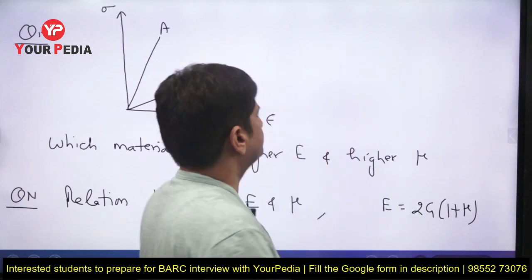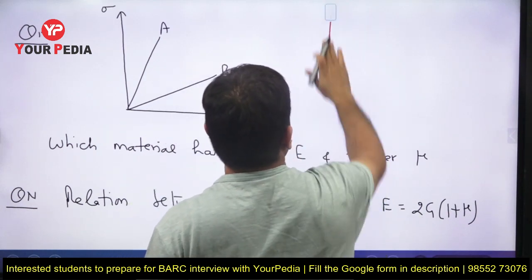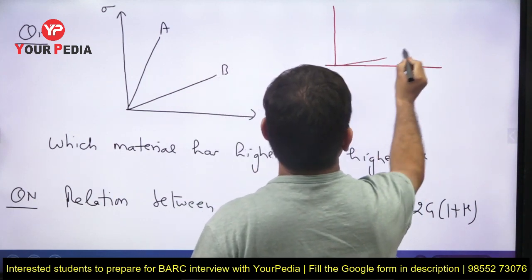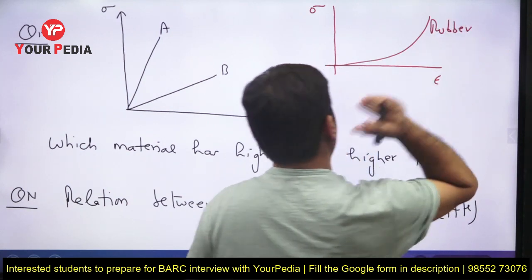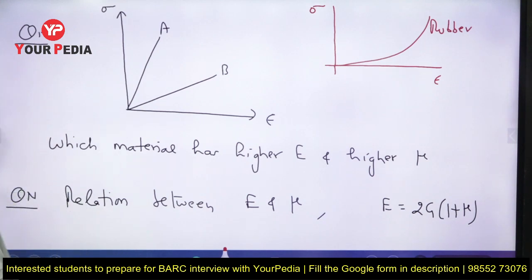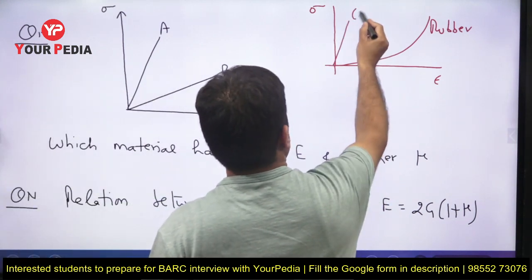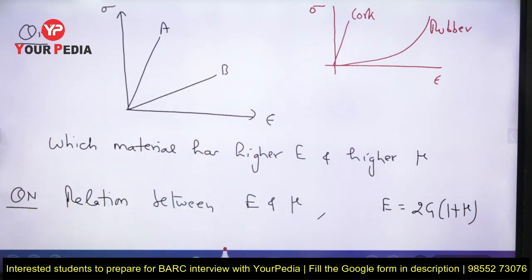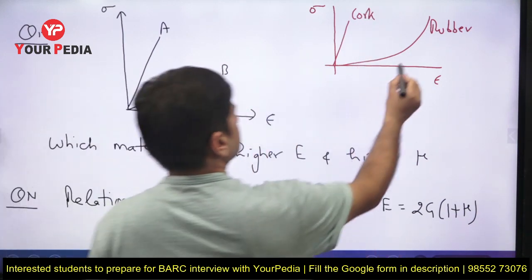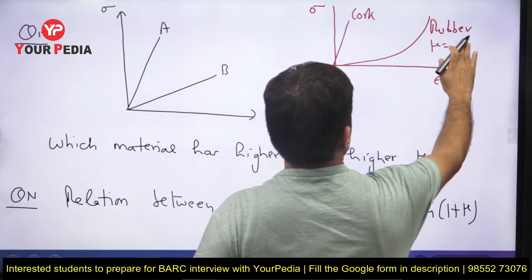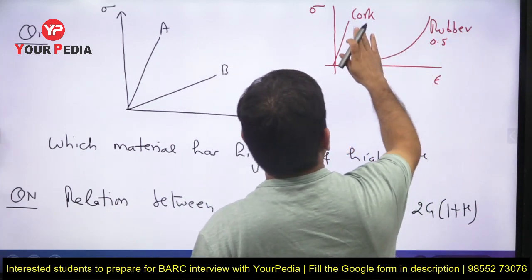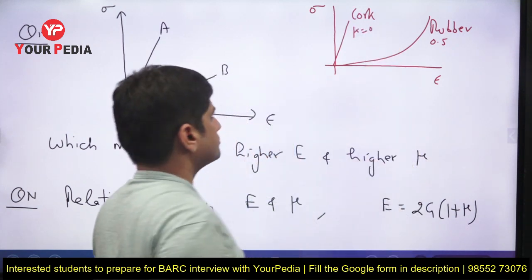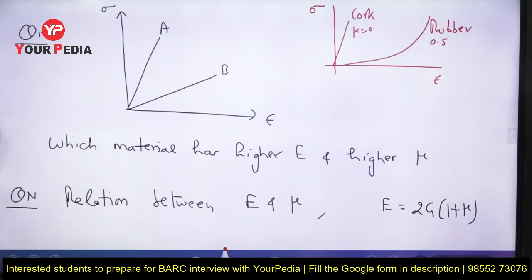Now let me give you an example. The value of Poisson's ratio is almost 0 for a material like cork. This is the stress strain diagram for rubber. The stress strain diagram for cork, which is very hard, is like this, very brittle, very hard. Poisson's ratio of rubber is 0.5, and Poisson's ratio of cork is almost 0. So if the material is very, very hard, then its Poisson's ratio is almost 0.